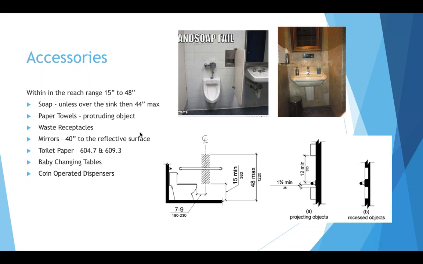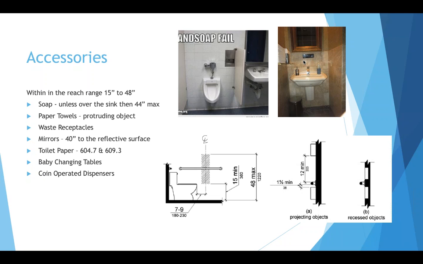Paper towels, one of the catch-22s there is that it's a protruding object, unless you put that waste receptacle under it, then you've addressed that. Mirrors, and you can kind of see in this one here, the reflective surface is mounted well beyond that 40 inches. It's the reflective surface that you measure from. So any kind of frame, be it wood or stainless steel, does not count as the reflective surface of a mirror. So keep in mind that you don't mount to the bottom of the mirror, you mount to the reflective surface.